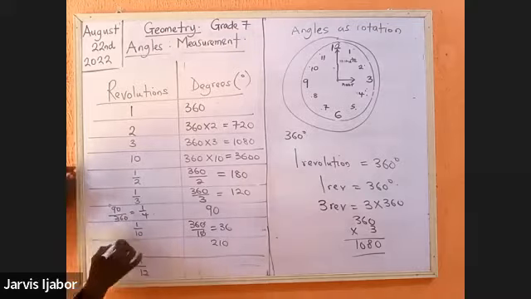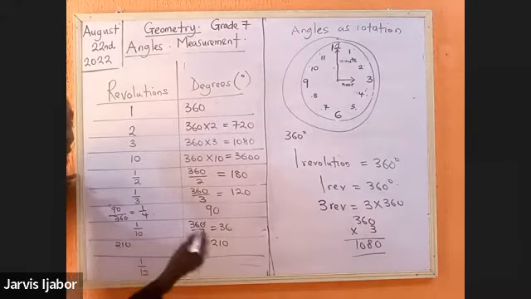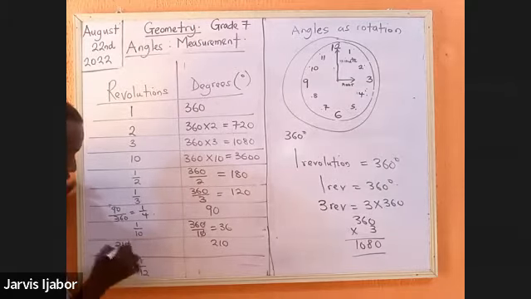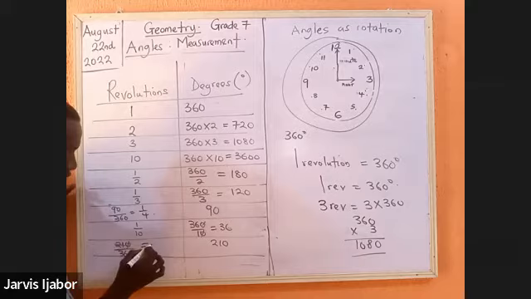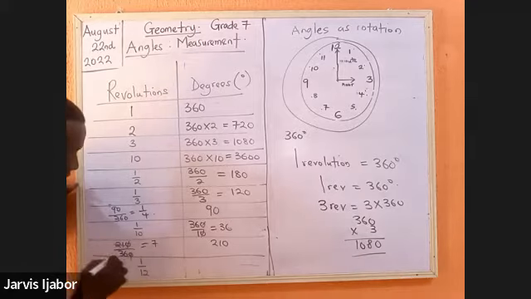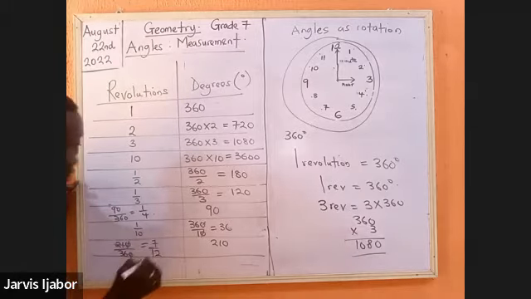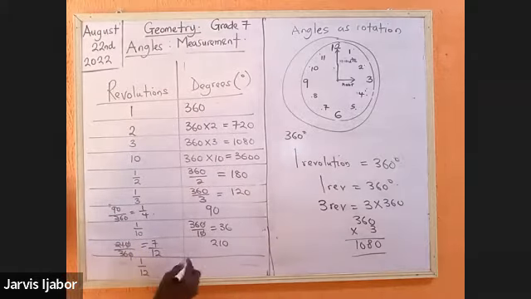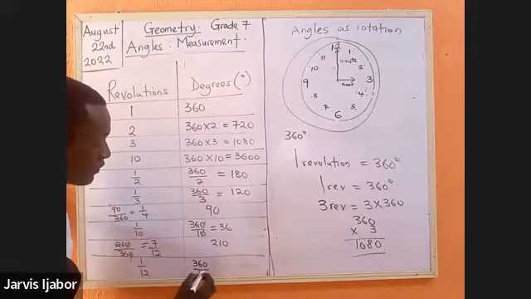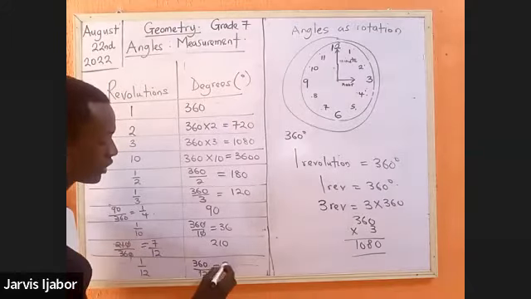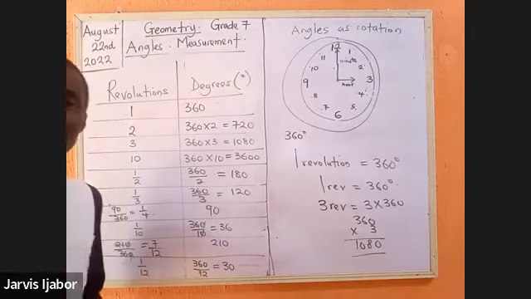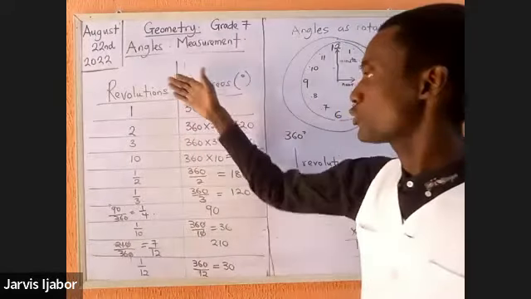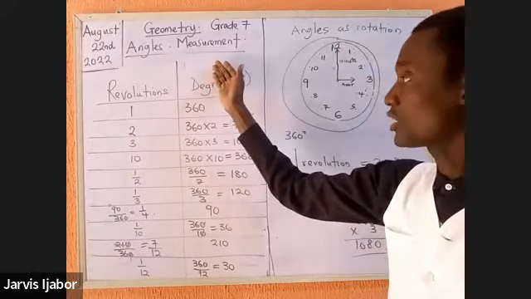210 will be what? 210 is less than 1 revolution. So you divide it by 360. So you cancel. 3 going into 21 will give you 7. 3 going into 36 will give you 12. Half of a revolution in degree will simply be what? 360 divided by 12. And that will give you 30. So the answer becomes 30 degrees. So that's just an idea on how you convert revolutions to degree or degree to revolution.